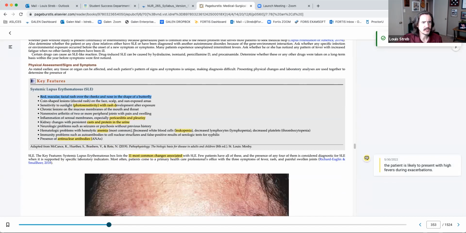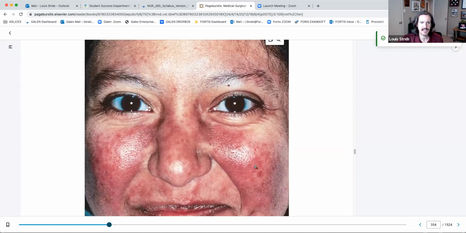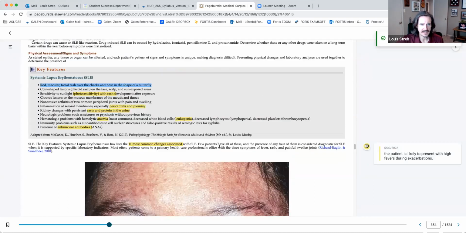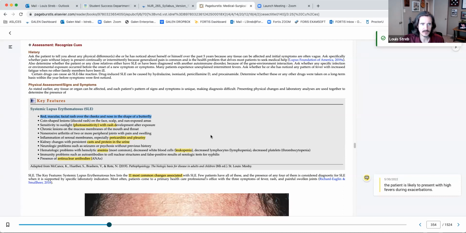All right, just want you to go down and start thinking about some of the key features. This red macular facial rash over your cheeks, we call it a butterfly shape. If you go down and look here at the pictures, you can kind of see what that looks like. That's more of a systemic inflammatory response. So there we go. Sensitivity to sunlight. So we know photosensitivity, they get rash when they go outside.